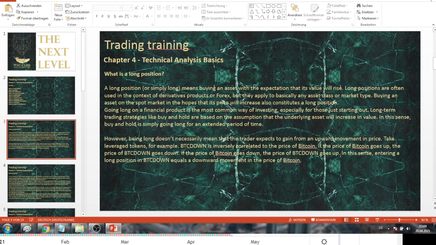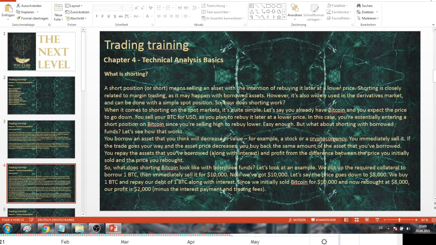If you want to go short or going long, it's very important. You can read this. It's very interesting. The opposite of long is short. This is the next: what is short? The short position means selling an asset with the intention to rebuy it later at lower prices.